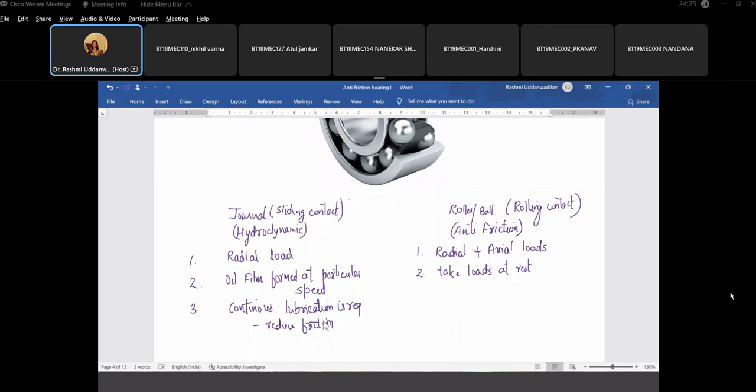Shear force acts in the first case, whereas in rolling contact it is contact stress. Yeah, this is a good point. As against this, no lubrication is required. Continuous lubrication is not required, you can say.